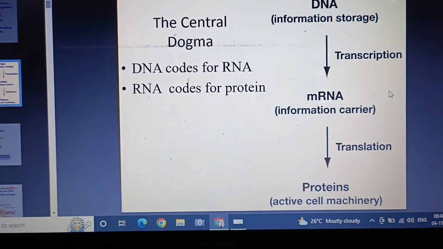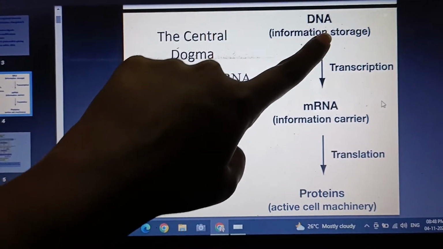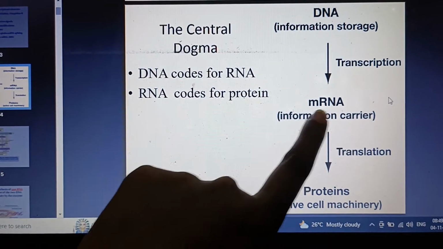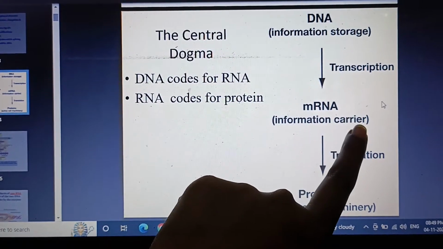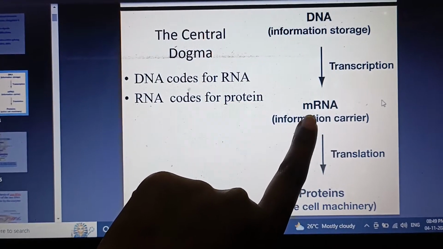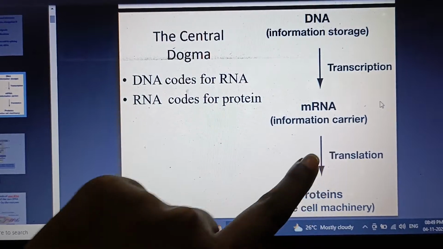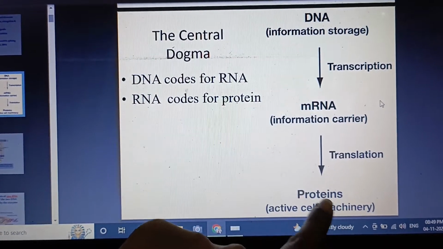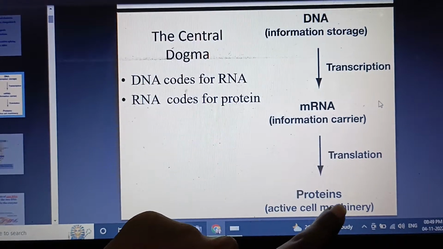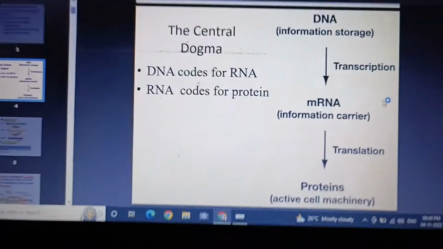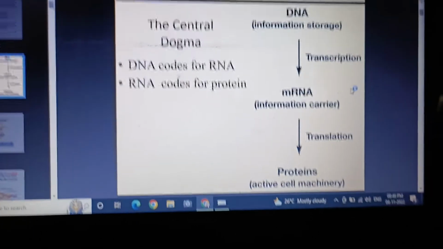DNA is the storage of total information. From that, mRNA is the information carrier, which passes the information on. The proteins are the active cell machinery. I hope this concept is clear for all. So we'll go for the next one.